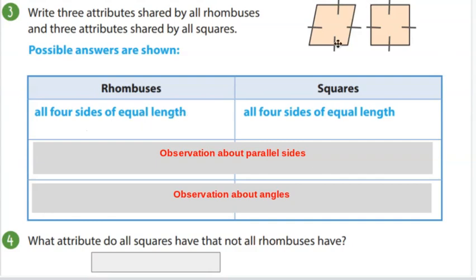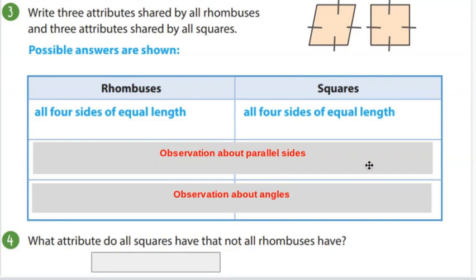And you know that because of these tick marks here. So you can see the top, the bottom, the left, and the right in the rhombus are all equal. Top, bottom, left, right of the square are all equal. So again, in order to be called a rhombus, in order to be called a square, you need to have 4 equal sides.